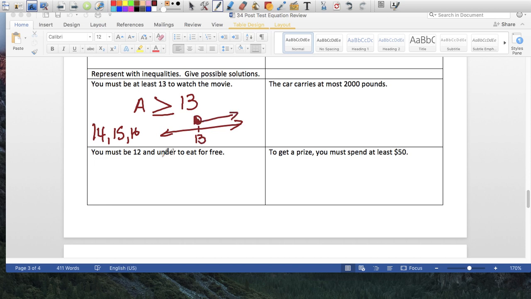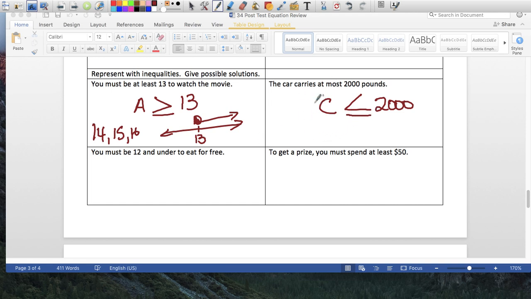The car carries at most 2,000 pounds. At most means that if it was more than 2,000, it's not going to work. So, 2,000 on one side. I like to do this where my variable is on the left and my numbers on the right. So here's my car, and my car carries at most 2,000 pounds. So the weight of the car is greater, or is it less? Well, in this case, it has to be less than 2,000 or even equal to 2,000.